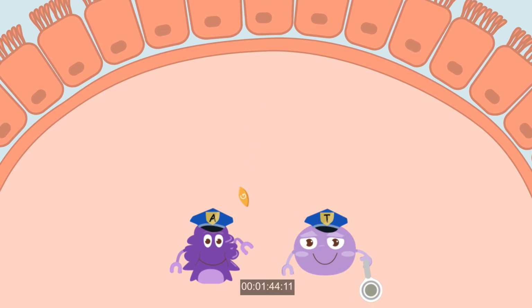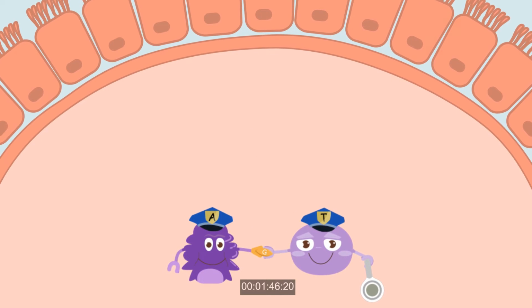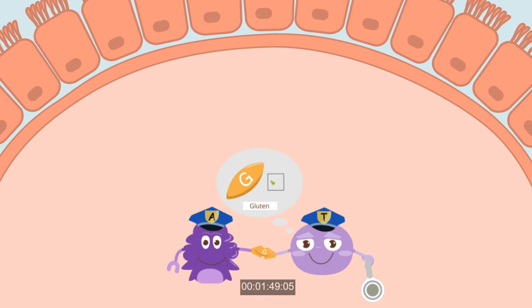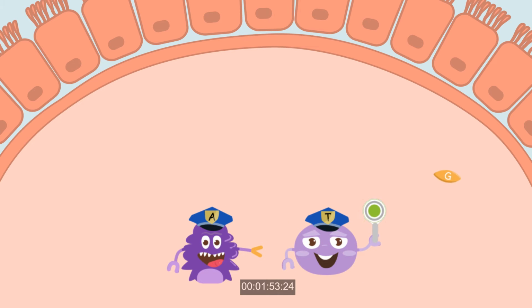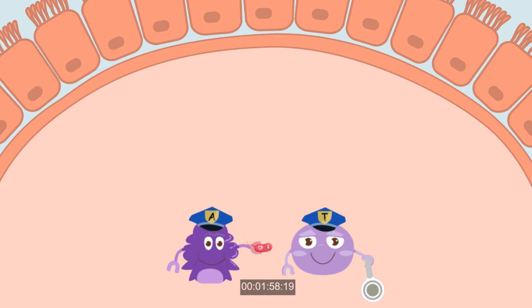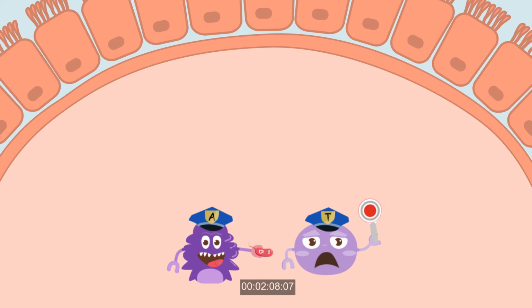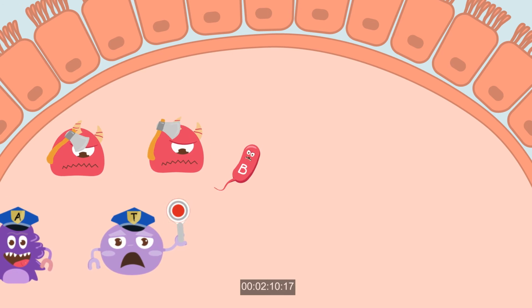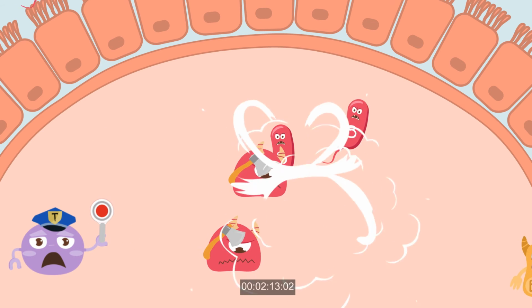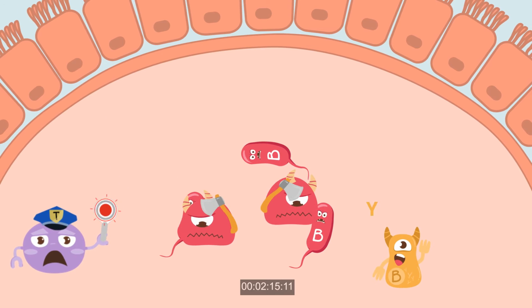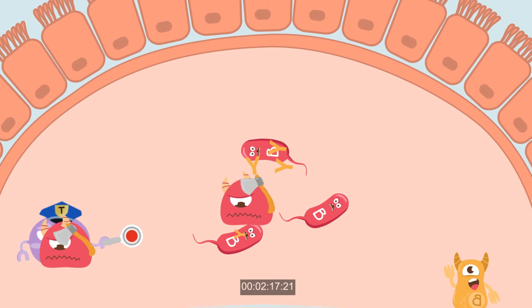For example, food components are usually classified as harmless. But if a harmful pathogen invades the body, the T helper cell recognizes the invader and calls other immune cells to defend the body against the pathogen. After all pathogens had been cleared, the immune reaction is stopped.